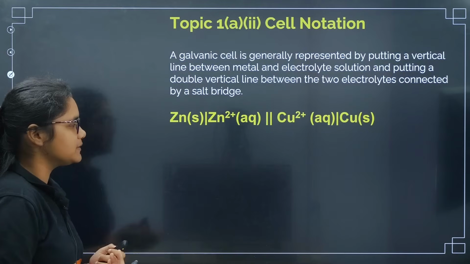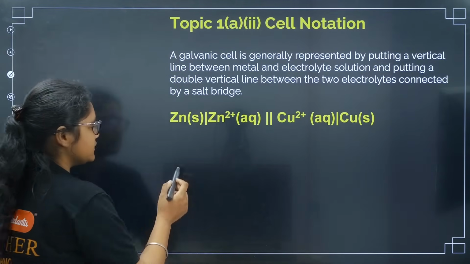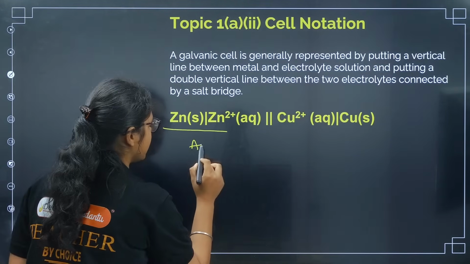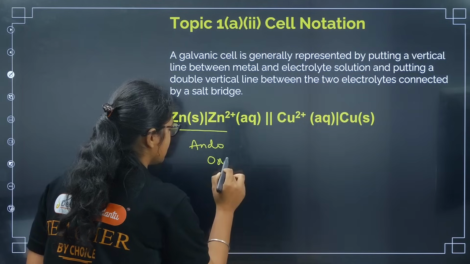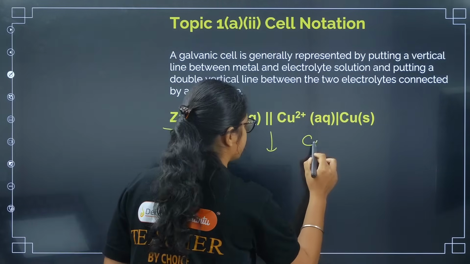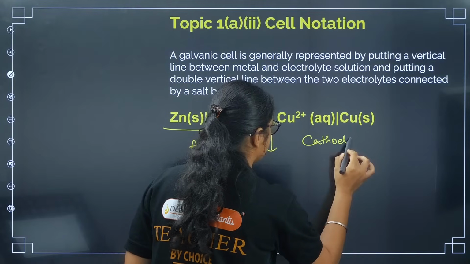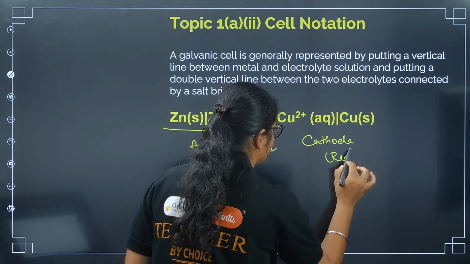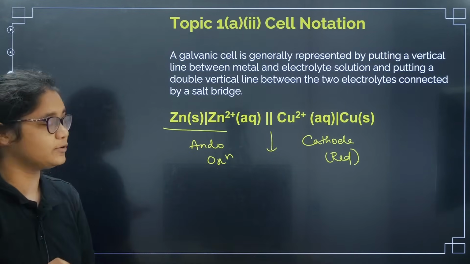Now how to represent a cell? First, you have to write the anode side, that is the oxidation, then the salt bridge, and then you have to write the cathode, that is the reduction. So that is how you have to write the cell notation.